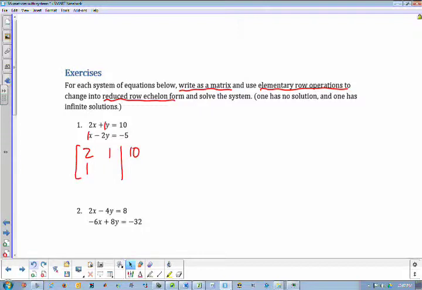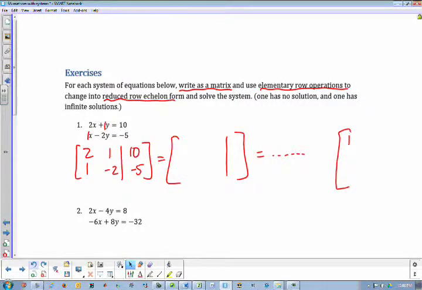And 1, negative 2, negative 5. Make sure you have a little bit of space in between these numbers. Okay? And so we're going to change this and keep changing it until we end up with 1, 0, 0, 1, and then a couple of numbers over here. And whatever we get, these are your answers. X equals and Y equals. So give that a try. Move on through these, and then on the last page there, we'll see how we can use our calculator to find our reduced row echelon form, and all the steps are there. Good luck.